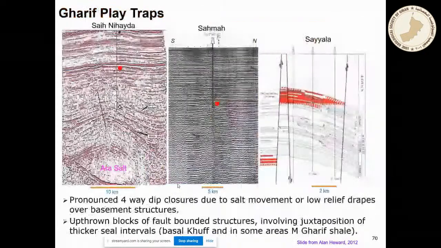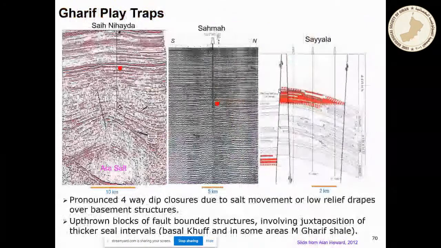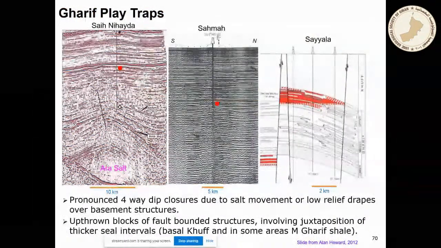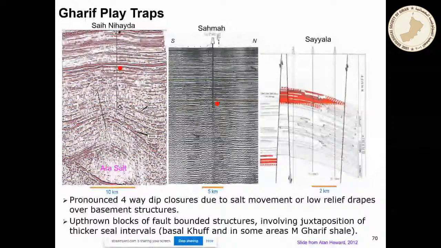They can also have NORM, so basically radioactive scales, especially in central Oman. Therefore, in many cases, caution and care need to be taken while dealing with oil in the Garif. Traps are very similar to Qarn Alam, or what we call hemapods, which I introduced previously.